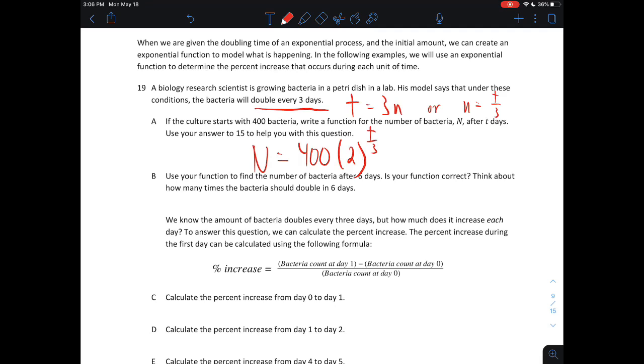Part B, use your function to find the number of bacteria after 6 days. Is your function correct? Think about how many times the bacteria should double in 6 days. So first of all, we can do this intuitively. If we start with 400, 3 days later, there would be 2 times 400. And then 3 days later after that, we would have 2 times again. So 6 days is 2 doubling periods.